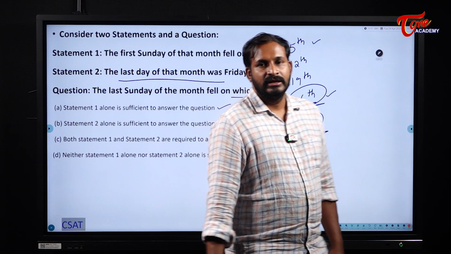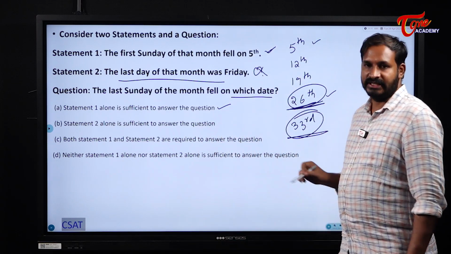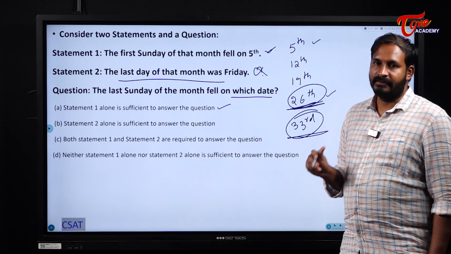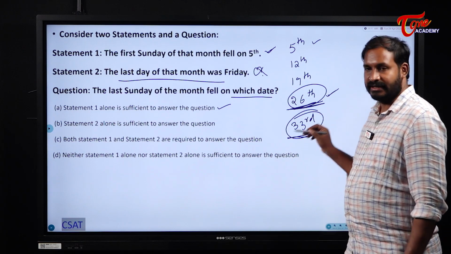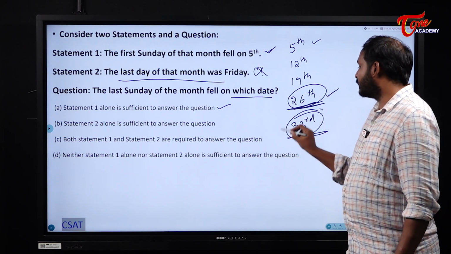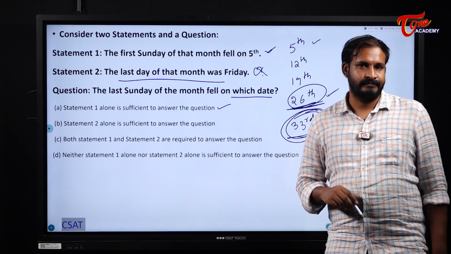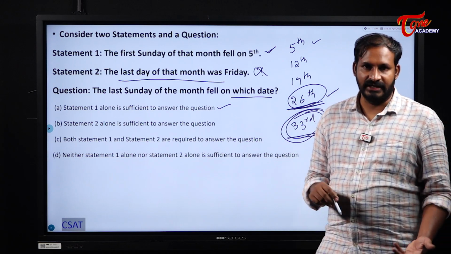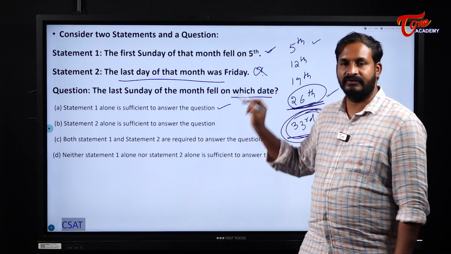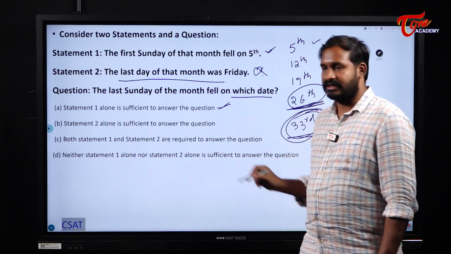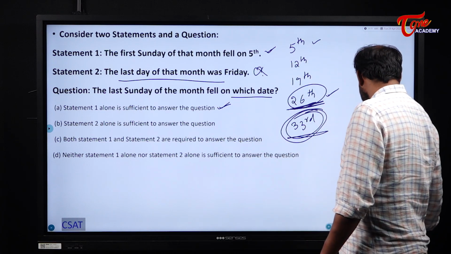Why? Because in any given month we will have a minimum of 26 days, for sure. So the 26th will be there. And for any given month we will not have 33 days. At max we can have only 31 days. So that means our answer is 26. So the first one we can answer by using statement 1 alone itself.